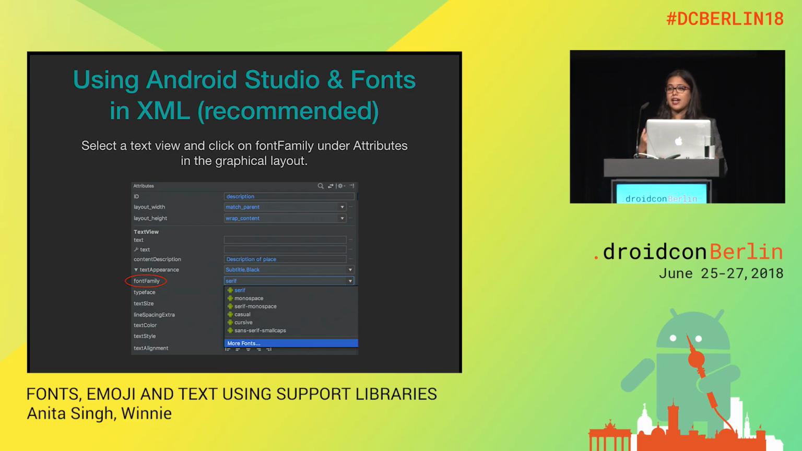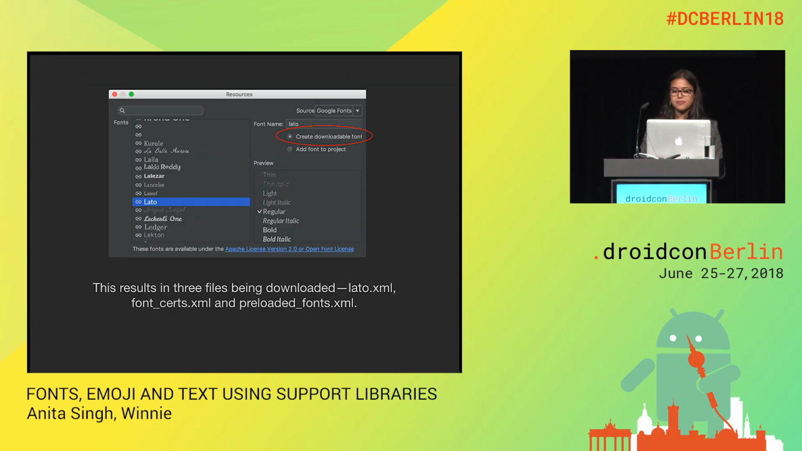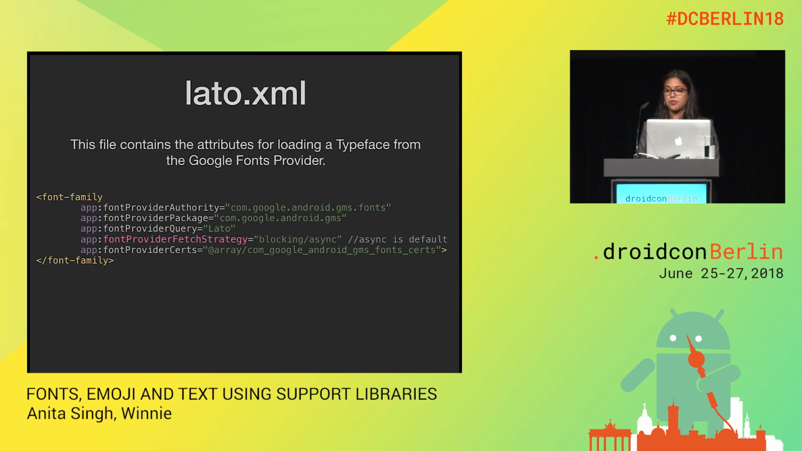And that's why I think using Android Studio with fonts in XML is a better way to do it. Open up the graphical editor, find the font family attribute, scroll down to more fonts, and then select the Google font that you're looking for. Again, you will mostly only see Google fonts, and select Create Downloadable Font. If you do these steps, 3 files get downloaded automatically via Android Studio.